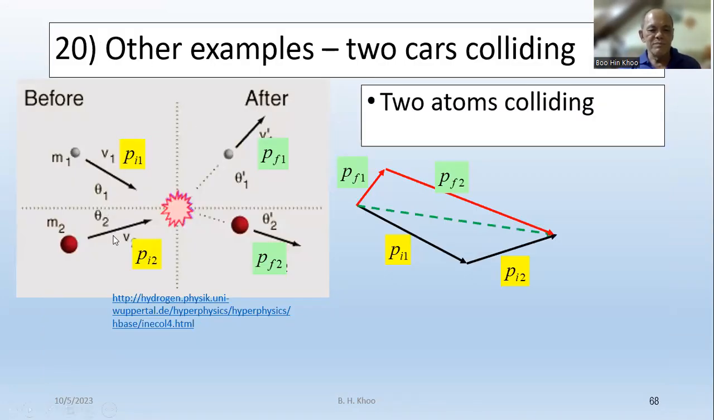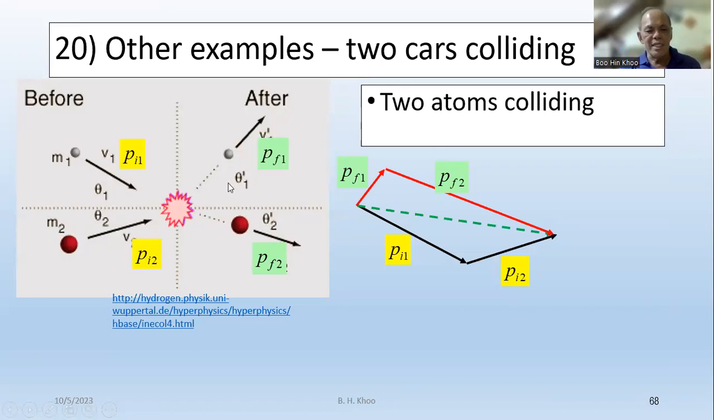So this is the two atoms colliding. This is before, this is after. So this is the initial momentum for particle 1. This is the initial momentum for particle 2. This is the final momentum for particle 1. This is the final momentum for particle 2.